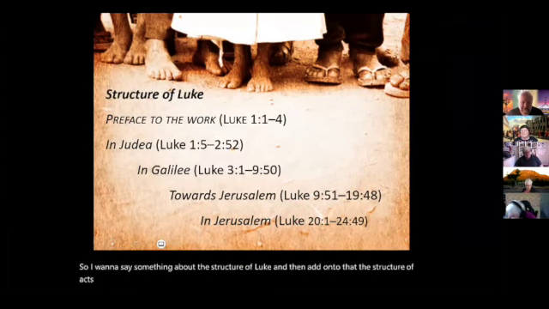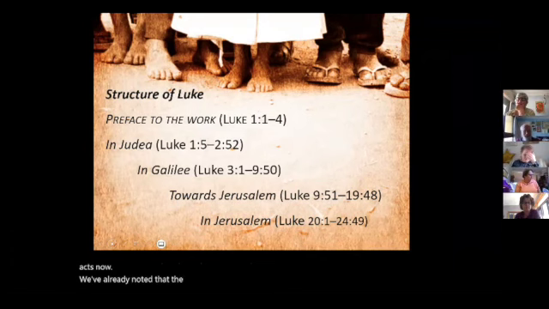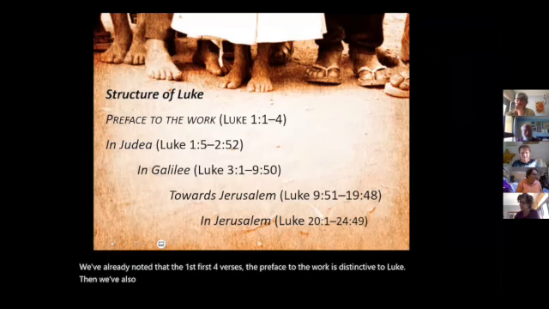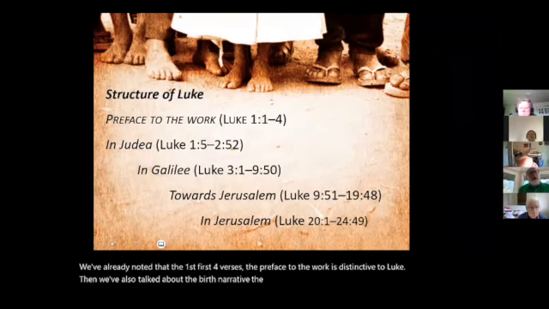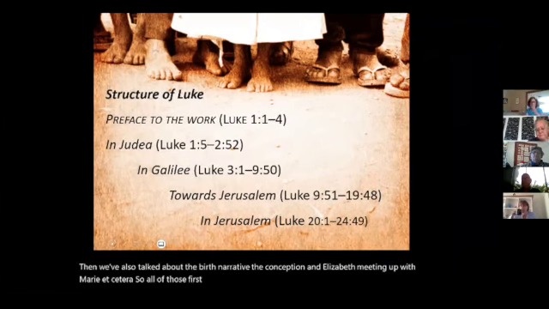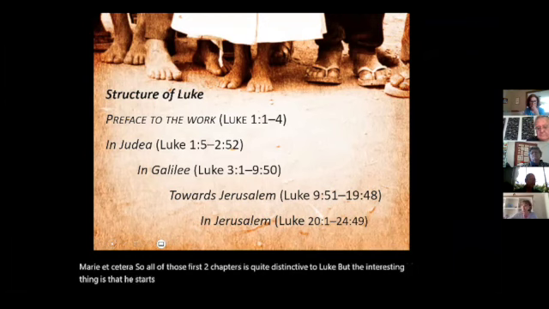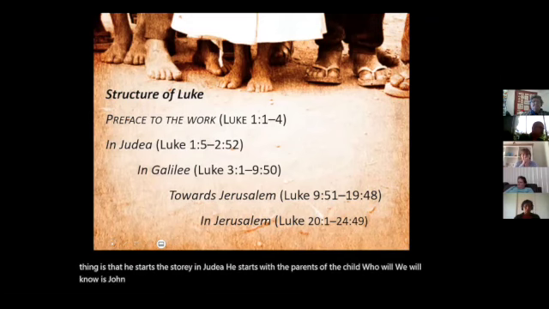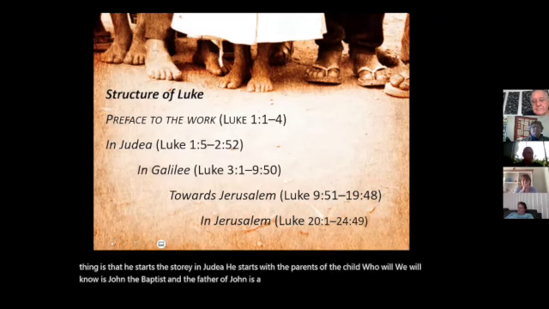We've already noted that the first 4 verses, the preface to the work, is distinctive to Luke. Then we've also talked about the birth narrative, the conception and birth, and Elizabeth meeting up with Mary. So all of those first 2 chapters is quite distinctive to Luke. But the interesting thing is that he starts the story in Judea. He starts with the parents of the child who we will know as John the Baptist. And the father of John is a priest who takes his turn in the temple.